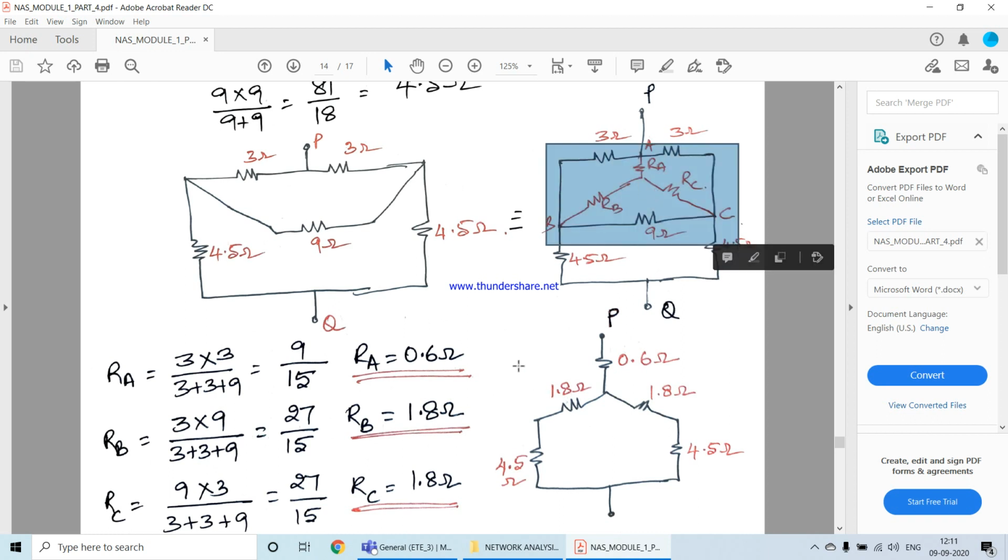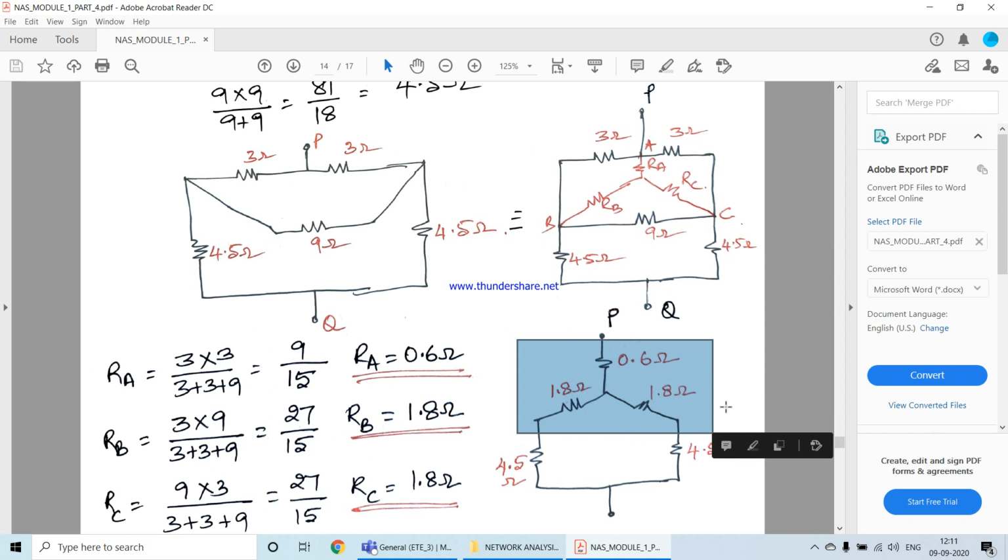Now I'll replace this entire delta with this star. So once I do that, I will get this. P is connected to 0.6 ohms, and then you have 4.5 connected with RB, which is 1.8 ohms, and again 4.5 connected with RC, which is again 1.8 ohms. So therefore 4.5 plus 1.8, 4.5 plus 1.8.